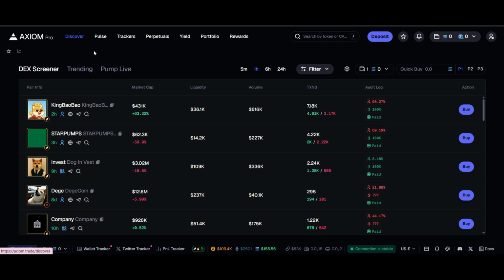So I wanted to create this tutorial because I've been using this for about a week now. And there are some really good features that allow you to preserve your capital when using this exchange.